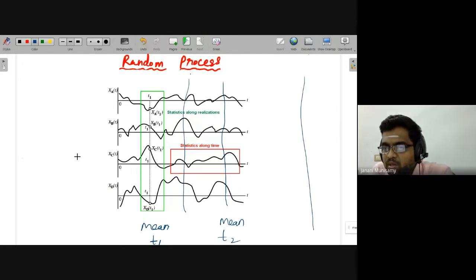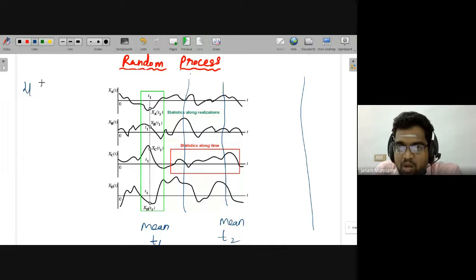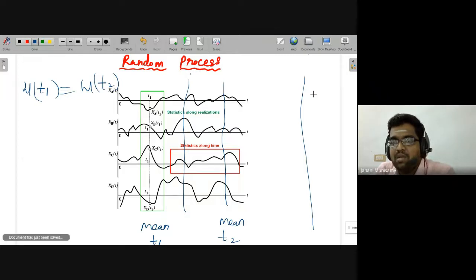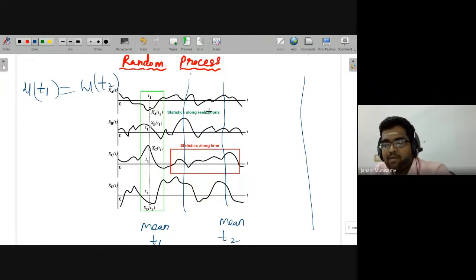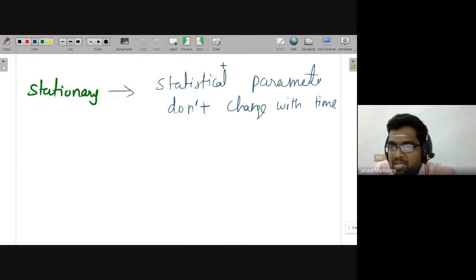If you observe that the values are the same, what does that mean? You are calculating the mean at T1, then the mean at T2, then the mean at some other time. If all are the same, that means the mean is independent of time. You can take the mean at any time. It all depends on the random process nature. There may be some process that gives this kind of nature. The mean is one of the statistical parameters.